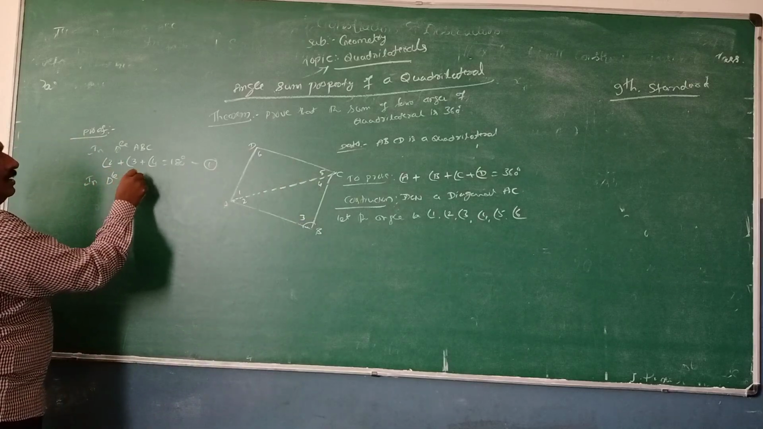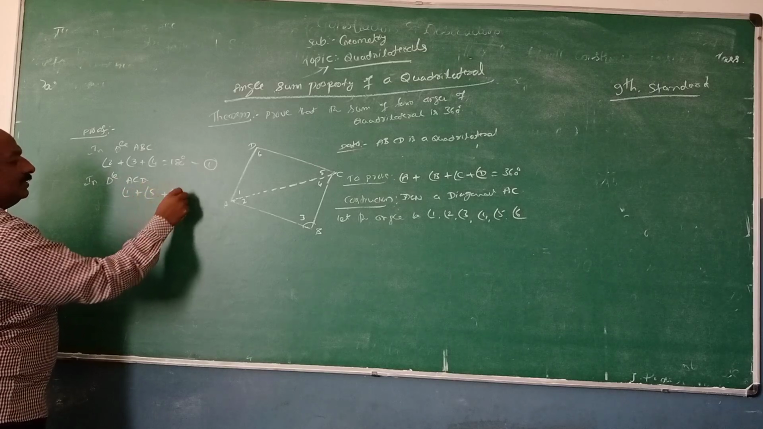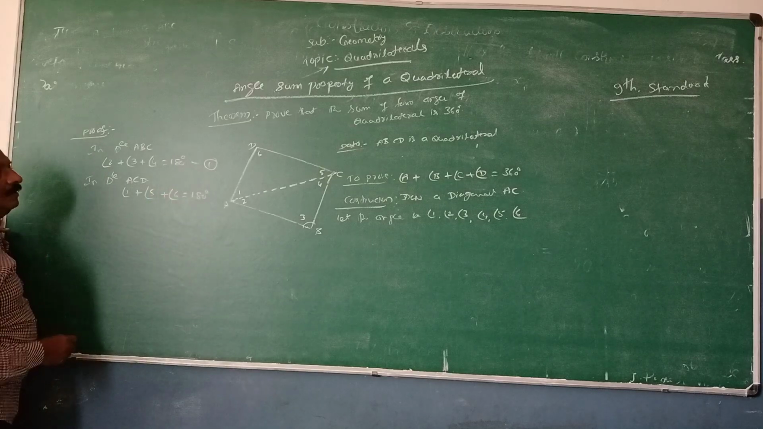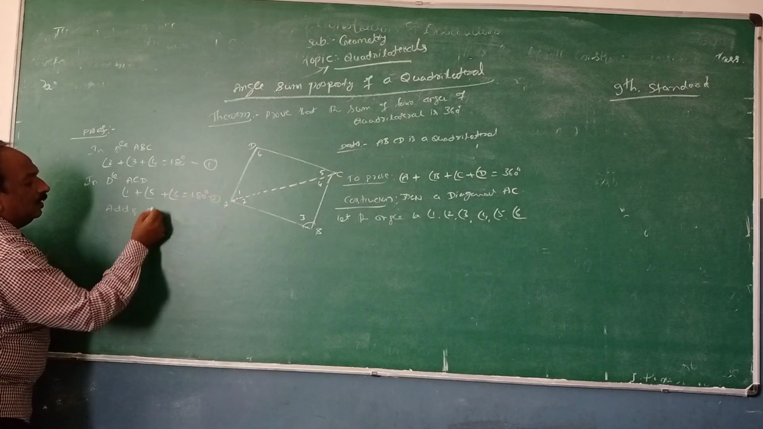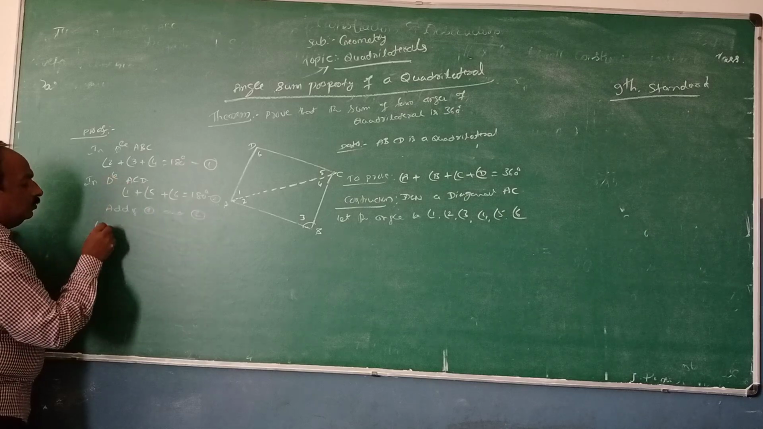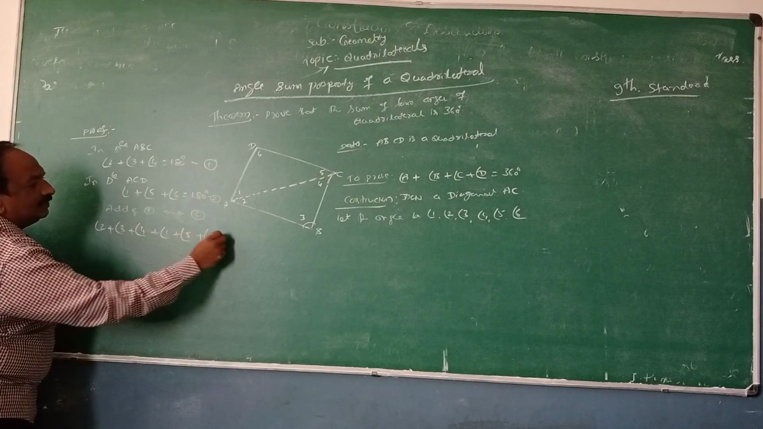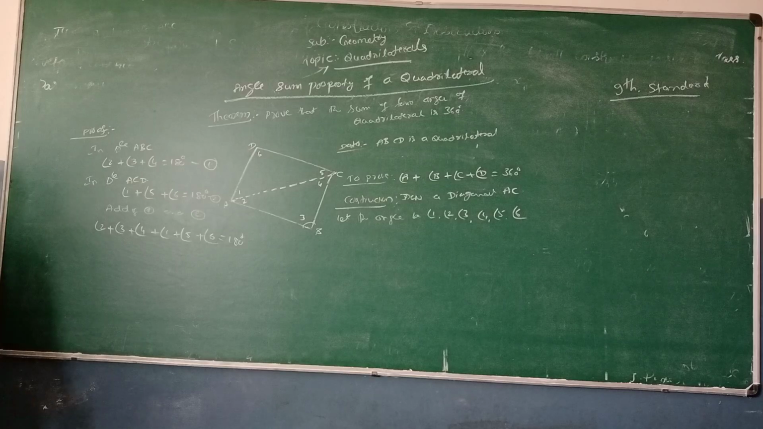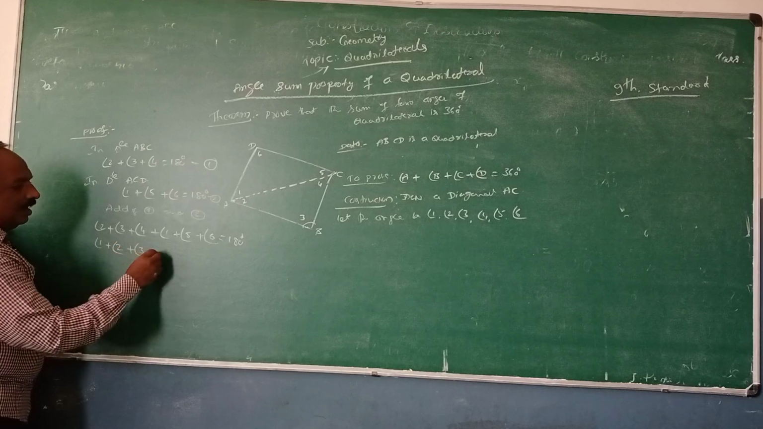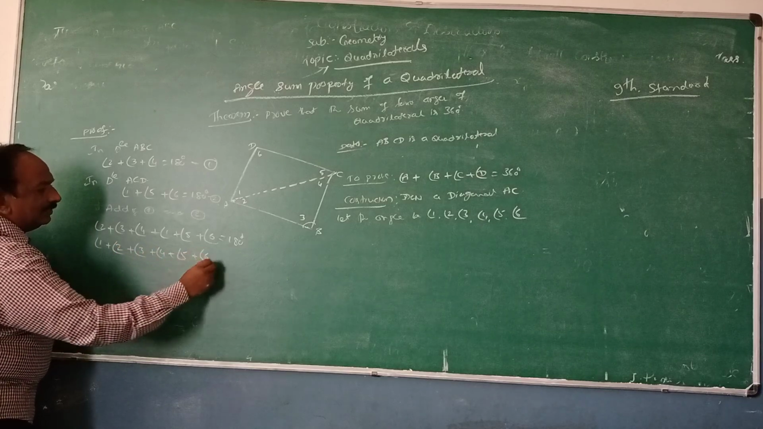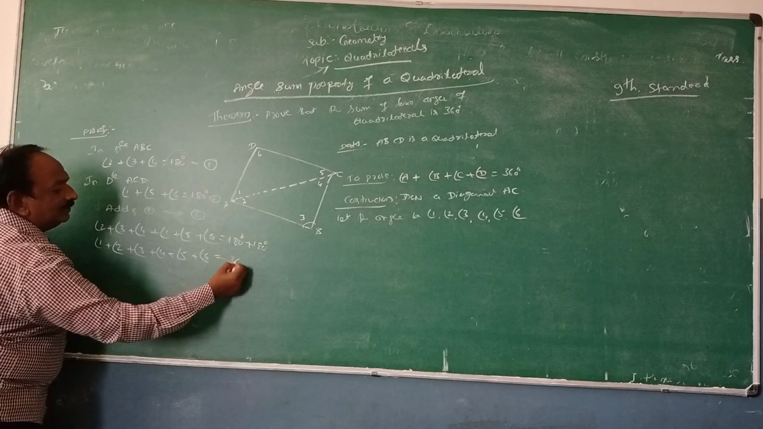And in triangle ACD, angle 1 plus angle 5 plus angle 6 is equal to 180 degrees. Adding them, and rearranging, angle 1 plus angle 2 plus angle 3 plus angle 4 plus angle 5 plus angle 6 is equal to 180 plus 180, which is 360.